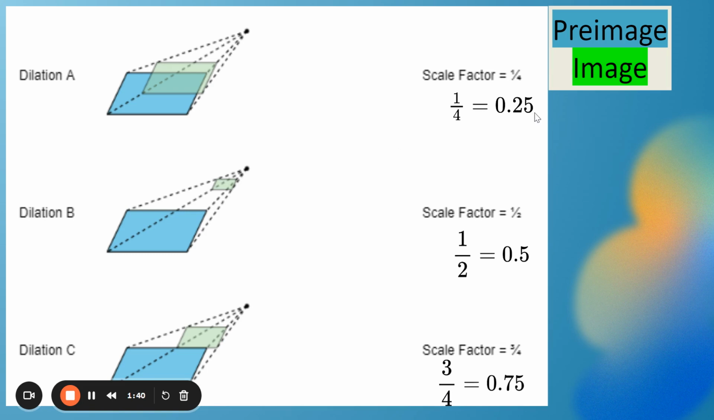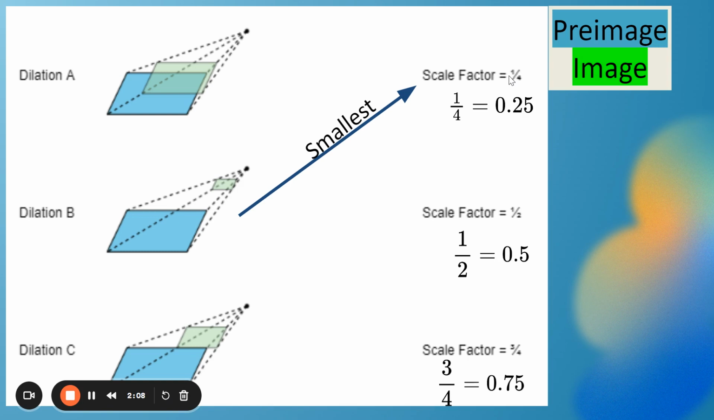So if we are looking at our smallest scale factor, that would be this first scale factor of a fourth, or 25 hundredths. And that is smaller than both a half and then 75 hundredths. So the smallest scale factor would cut the rectangle into the smallest out of our three dilations. So we're going to match the smallest rectangle to the smallest scale factor.